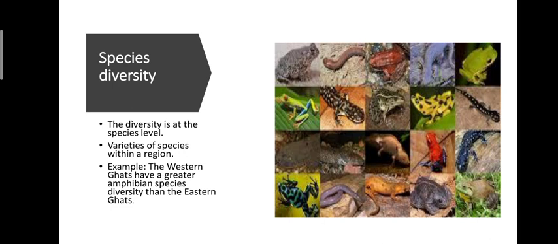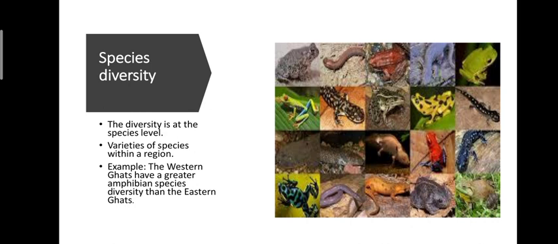Then the second type of biodiversity is species diversity. Species diversity, again, is the measure of variety of species within a particular area. In simple words, you can also say species diversity is the diversity at the species level, or the diversity which can be seen at the species level.